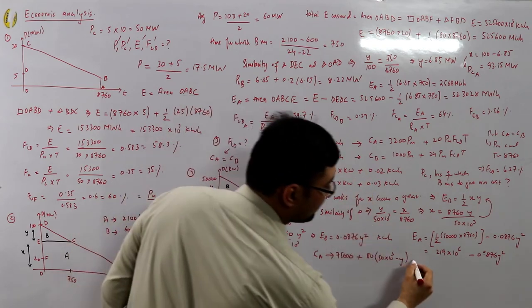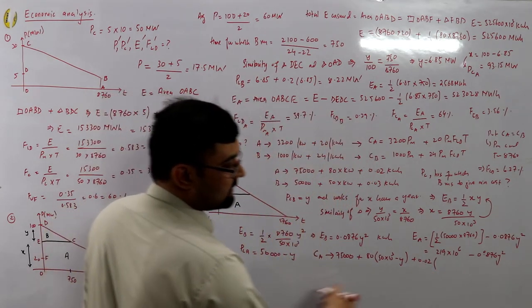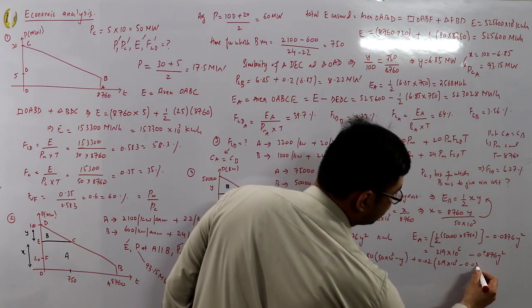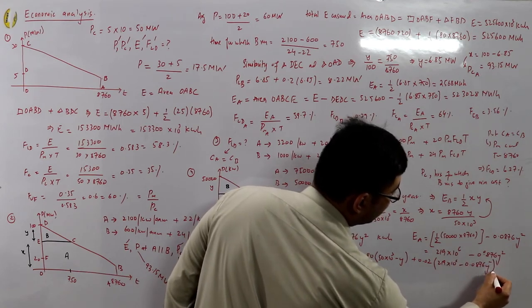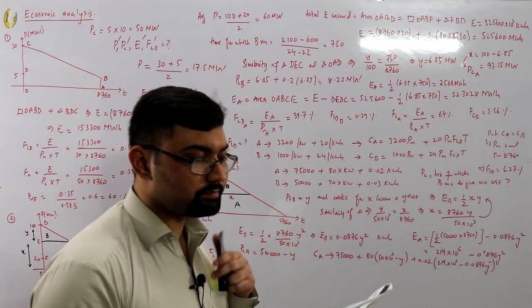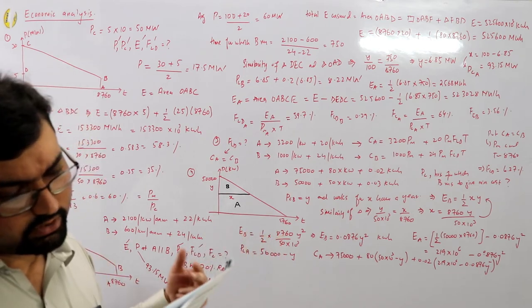And plus 0.02, and I have the kilowatt hours for A also, which are 219 into 10 to the power 6 minus 0.087 Y squared. So this is the cost model of A. You can simplify it for yourself.